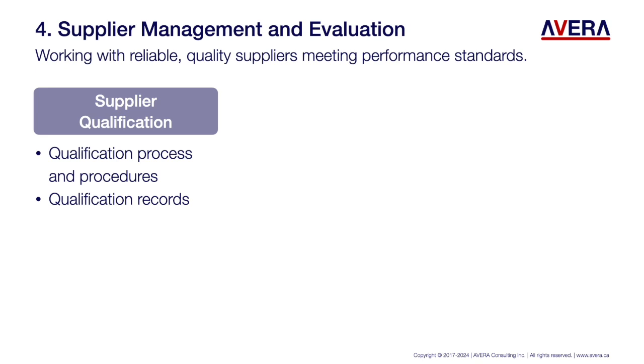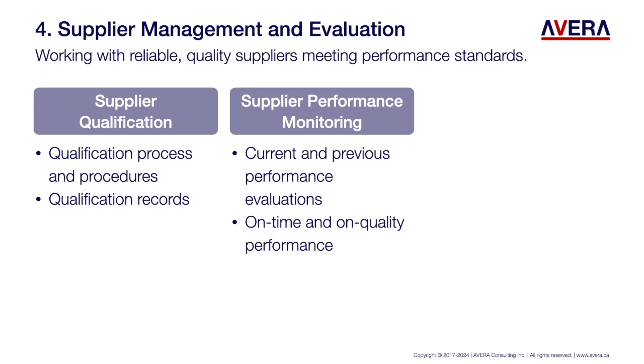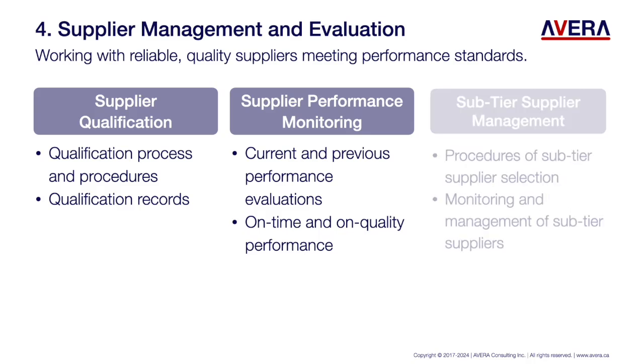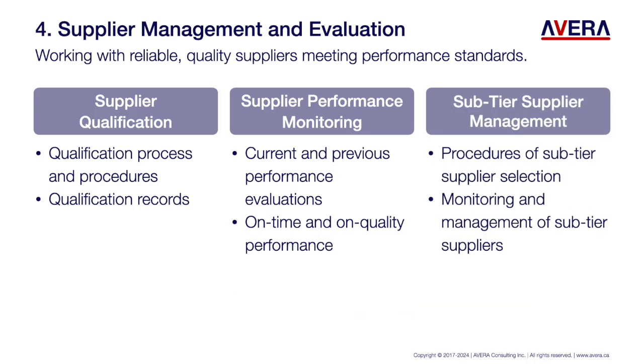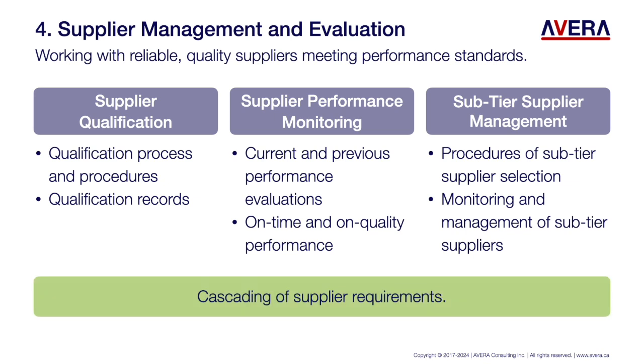Number 4, supplier management and evaluation. Review your supplier qualification process. Ensure that all suppliers are qualified according to your company's procedures and that records of qualification are readily available. Gather records of ongoing supplier performance evaluations. This includes quality performance, delivery performance, and corrective actions taken in response to supplier issues. Be prepared to demonstrate how you manage and monitor sub-tier suppliers, as auditors may check how you ensure quality across your supply chain.